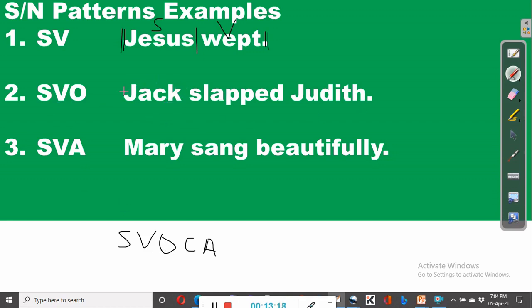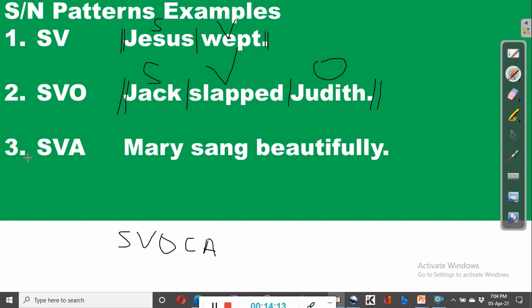Jack slapped Judith. So when we analyze this, we break this sentence into its components, its grammatical units. So here, Jack is the subject, slapped is the verb, and Judith is the object. So here we can see that Jack is the doer of the action, is the one doing the slapping, and slapped is the verb, the word that reports the action taken by the subject. Then the object is the receiver of the action performed by the subject and reported by the verb. So Jack slapped Judith. This shows you what the object is all about.